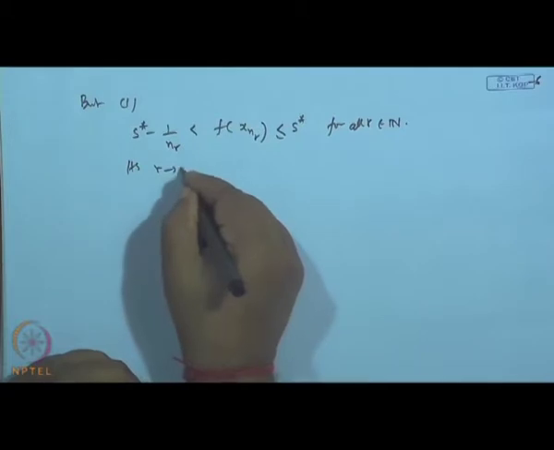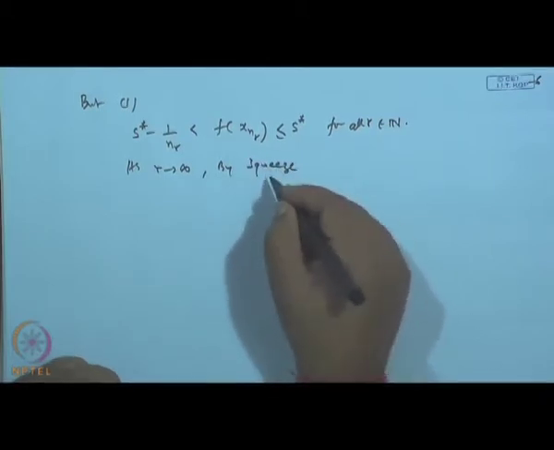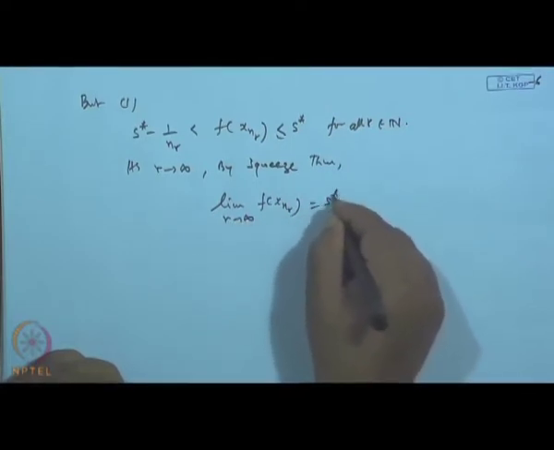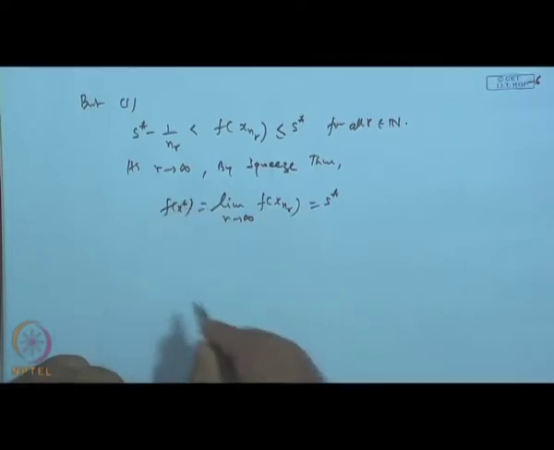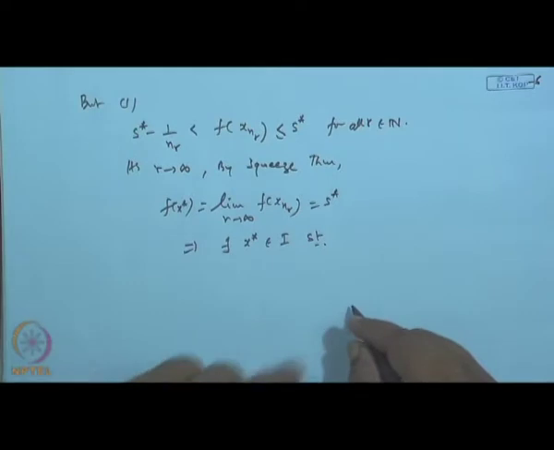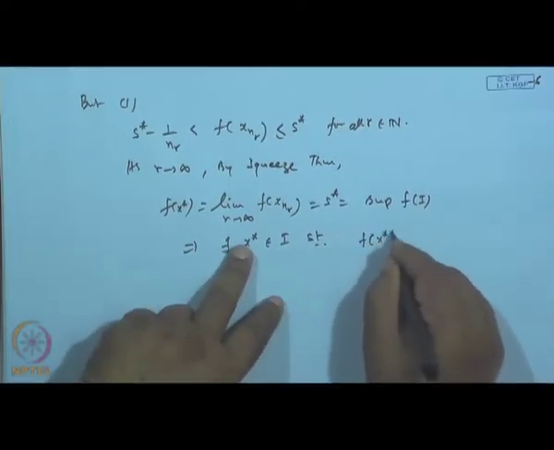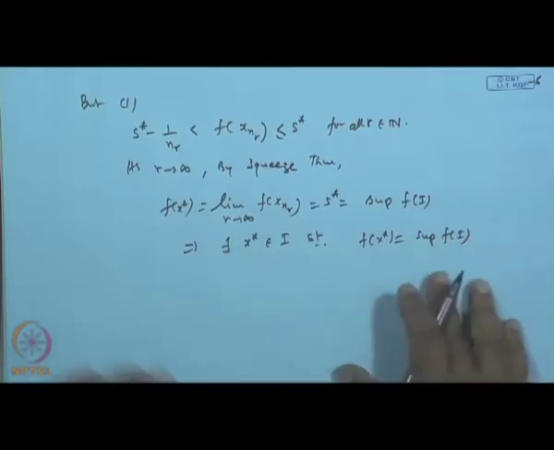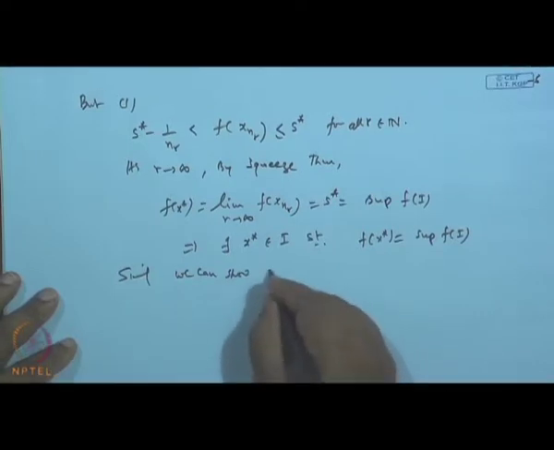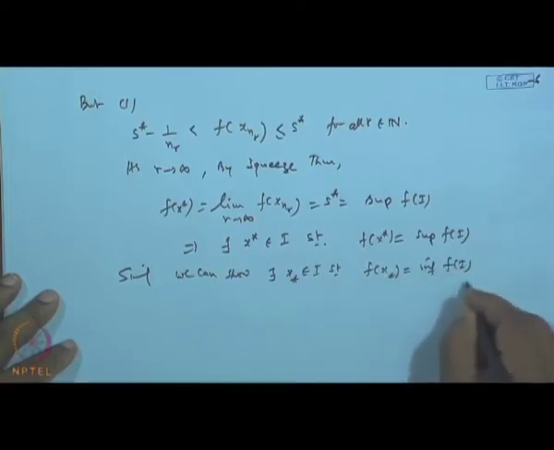Now, let r tend to infinity. So, this limit is s star, this is s star. So, by the Squeeze theorem, the limit of the function f of x n r as r tends to infinity will be equal to s star, but this limit is nothing but f of x star. So, this implies there exists an x star belonging to I such that f of x star is the supremum of f of I, and that proves the existence of S. Similarly, we can show that there exists an x double star in I such that f of x double star is the infimum of f of I, and this completes the proof.